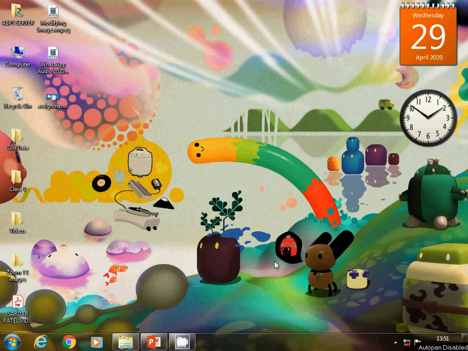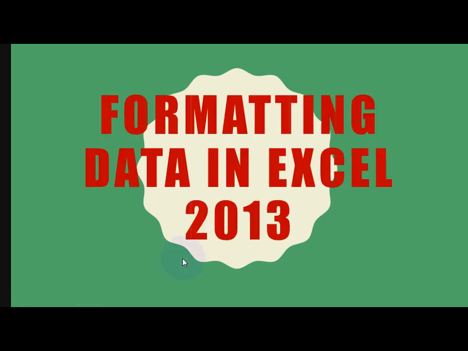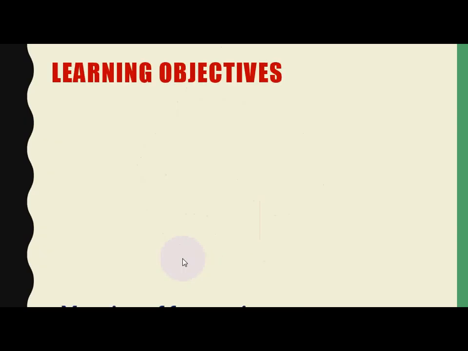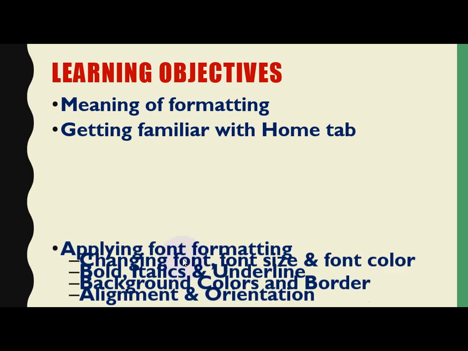Hello students, today I will start chapter 2, that is formatting data in MS Excel 2013. In this chapter you will learn about formatting. First, what is formatting and how to apply it, that I will demonstrate. Second option is getting familiar with the home tab. Most of the formatting commands are available in the home tab only. I will explain all those options, and then we will apply formatting.